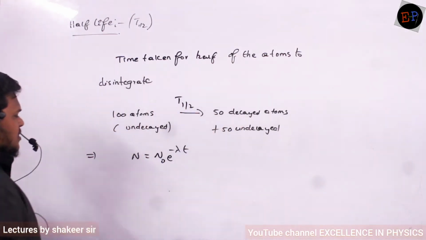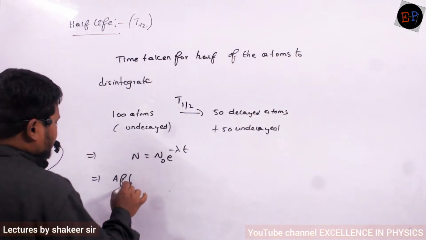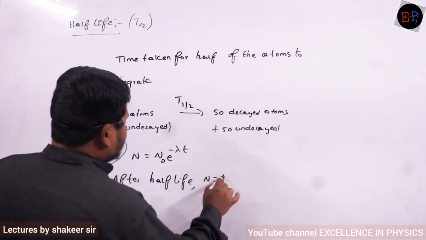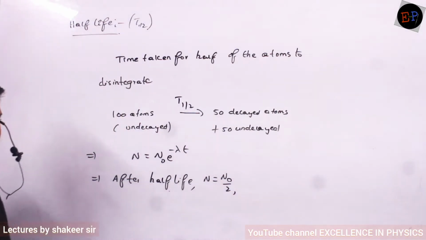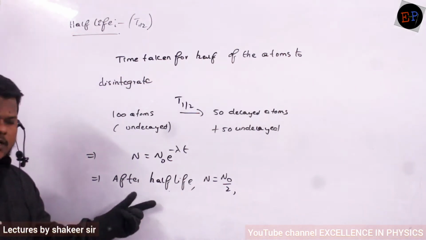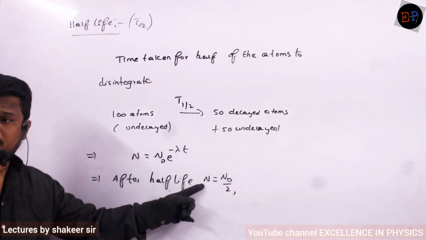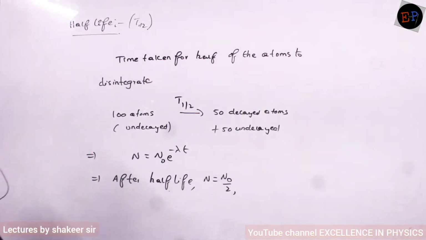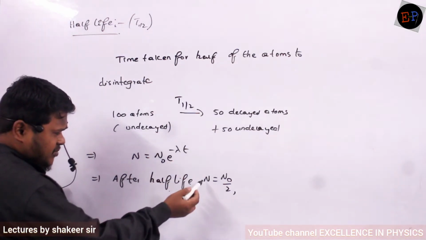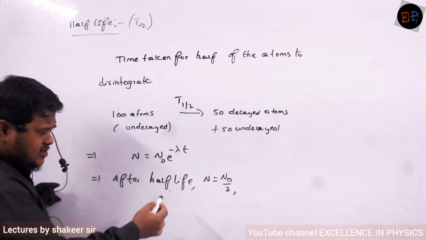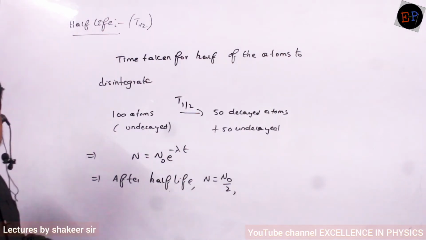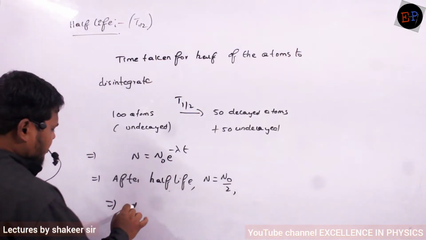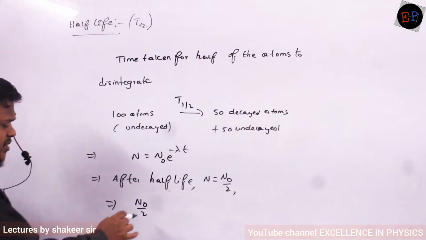Now see. After half-life, N will become N naught divided by 2, correct? After half-life, how many atoms should be there which are ready for disintegration? It is only half of the original number of atoms. That is what half-life means. So after a time of T, how many atoms should be there? N naught divided by 2, where N naught is the initial number of atoms. So substitute here. Instead of N, I will write N naught divided by 2. So these many atoms are left.